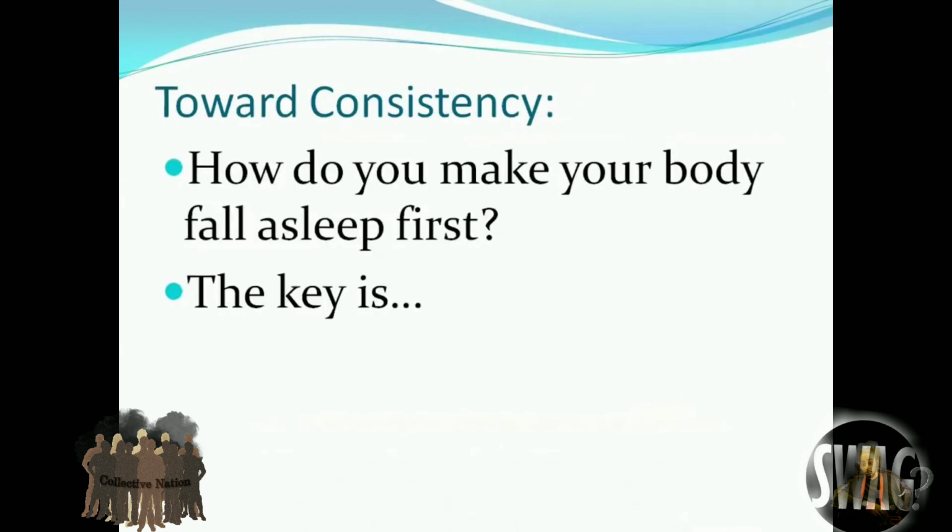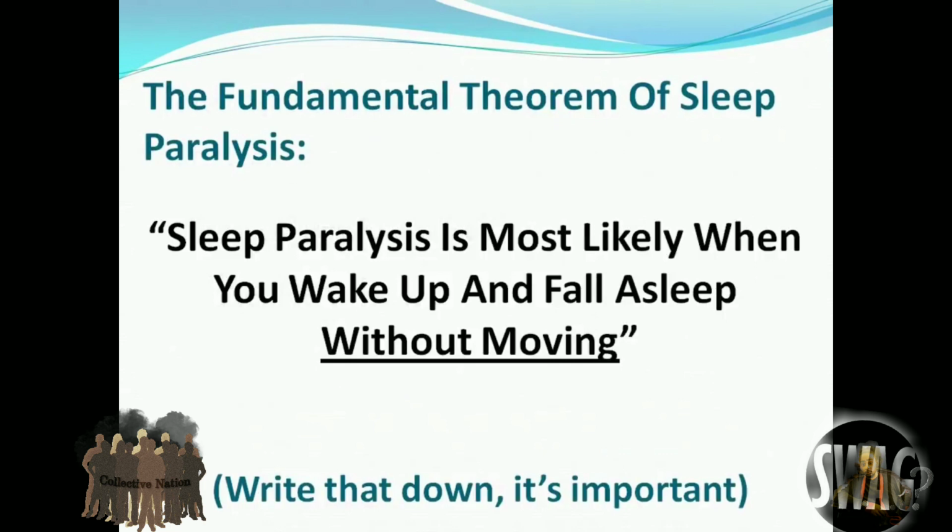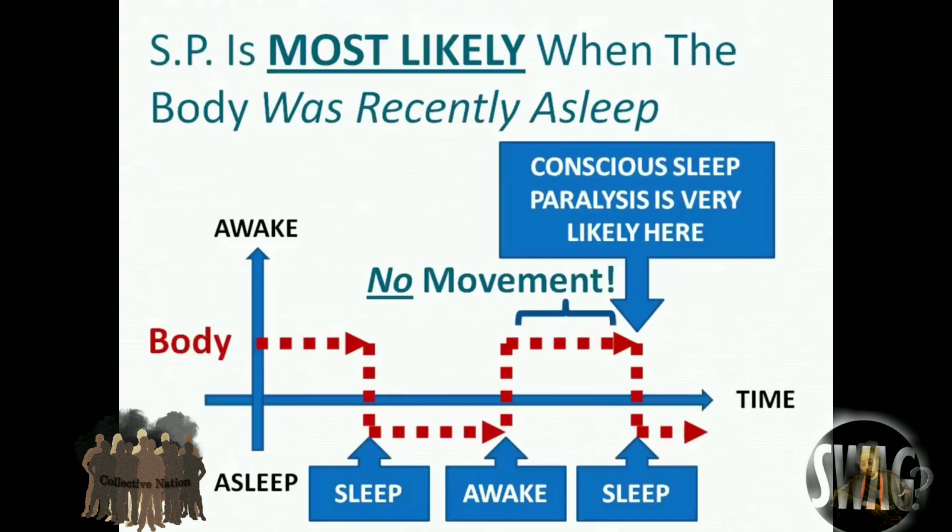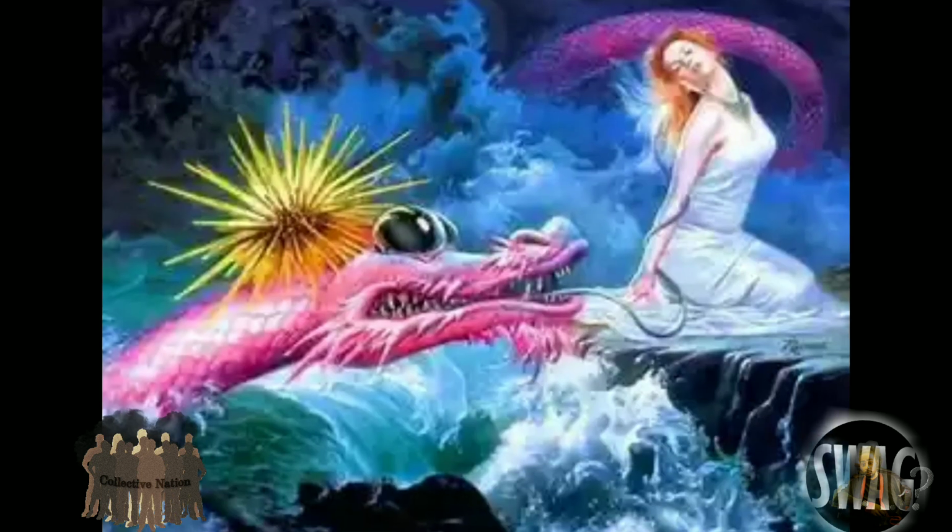Here is the key. And this one fact is so important and so critical that I'm giving it a big fancy name. It's called the fundamental theorem of sleep paralysis. The fundamental theorem of sleep paralysis is that when you wake up and fall asleep without moving at all, sleep paralysis becomes extremely likely. And when I say without moving, I mean that you wake up and you don't move your eyes, you don't open your eyes, you don't scratch any itches, you don't move at all in any way. The idea is that your body doesn't really know for sure if your mind is awake or not. If you don't give it any signals otherwise, it will assume the mind really is still asleep and reparalyze itself.